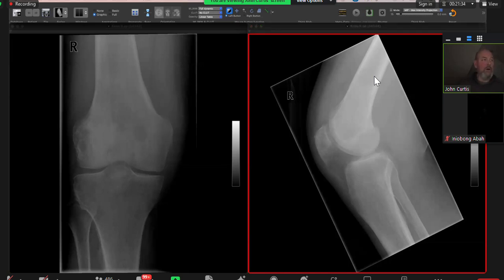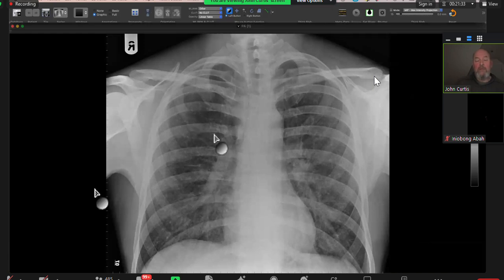The very first one I showed you, that's miliary TB. So if you see lots and lots of nodules which are 3 millimeters or less in size, and the patient's got a fever, the first thing you should say is miliary TB. Have you got that? Yeah.